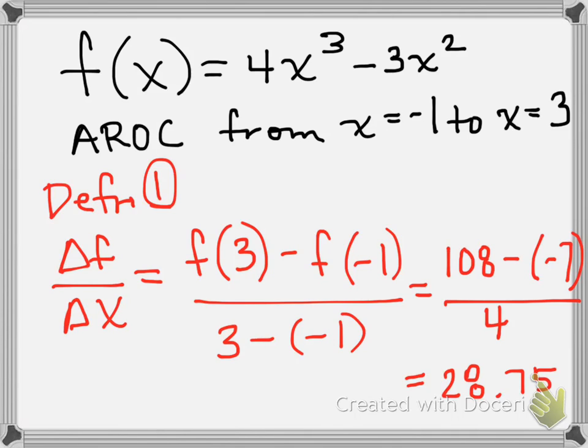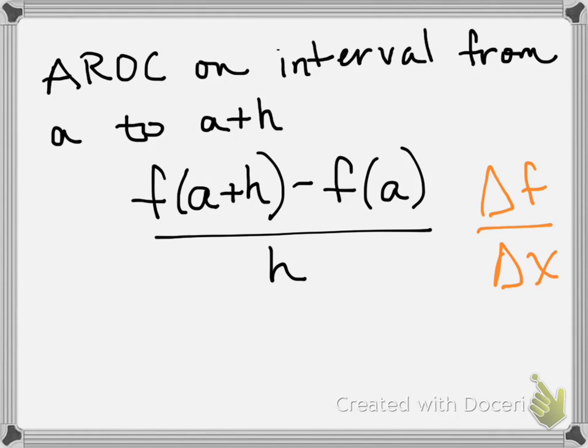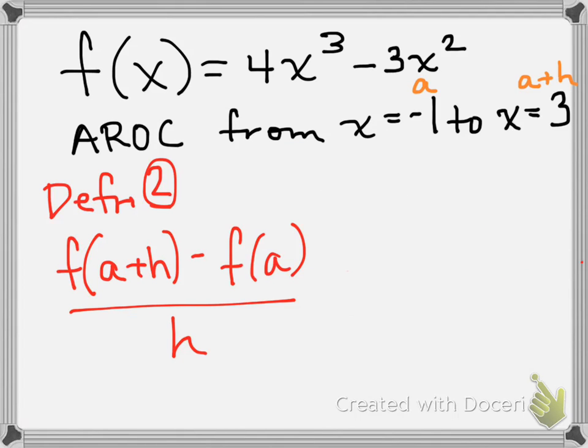Okay, so let's look at definition 2 now. Keep in mind this was definition 1, change in f over change in x. Definition 2 is f of a plus h minus f of a divided by h. So let's go back to what the book says. I'm taking an interval from a to a plus h, computing the average rate of change from a to a plus h. So -1 is a, and 3 is a plus h. Now I just need to figure out what h is. -1 plus h is 3, so h is 4.